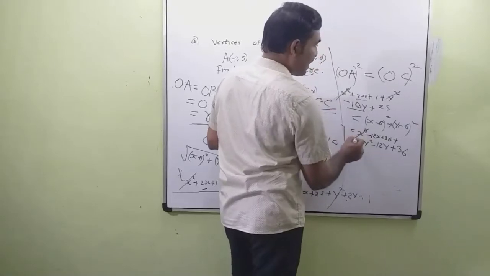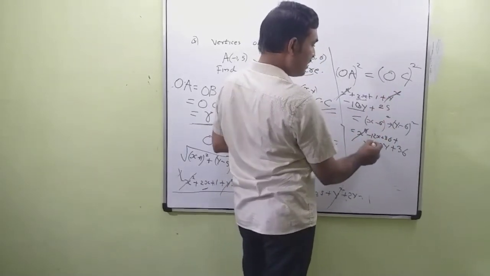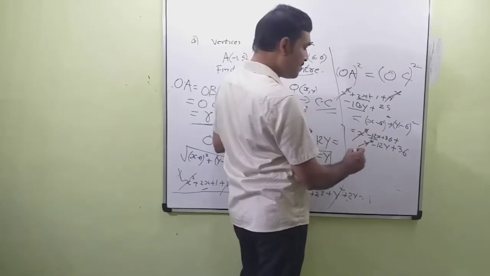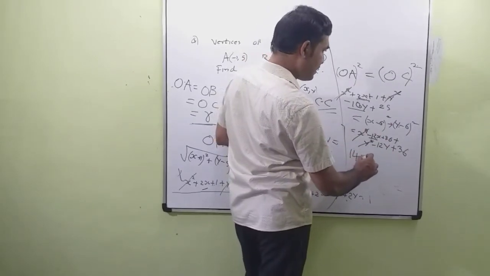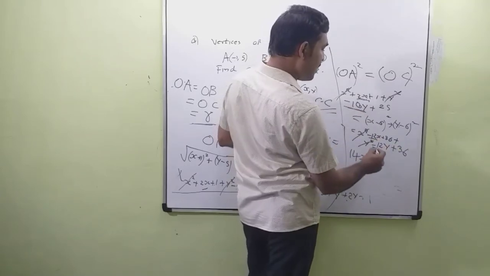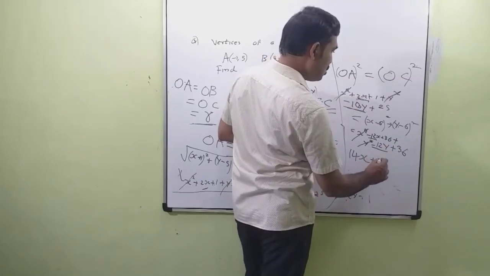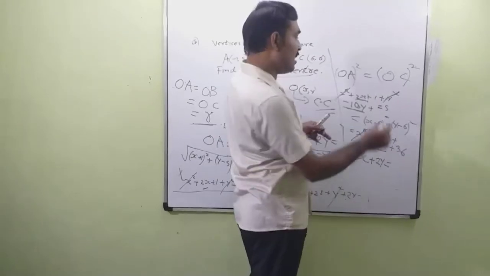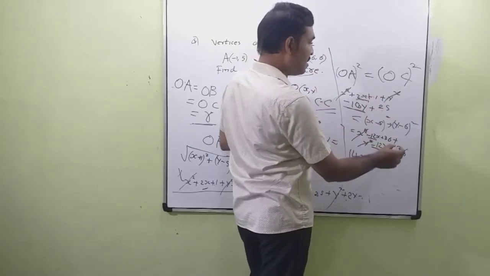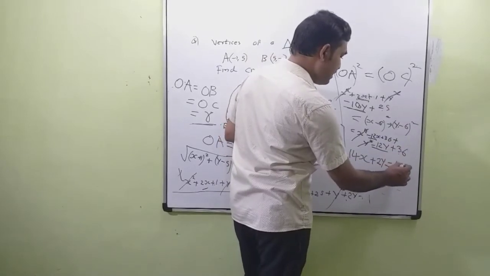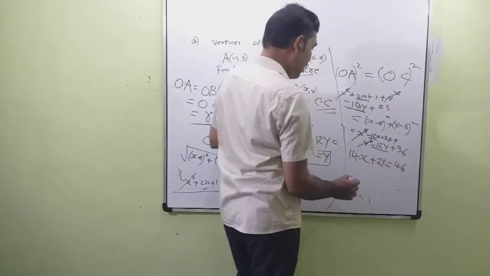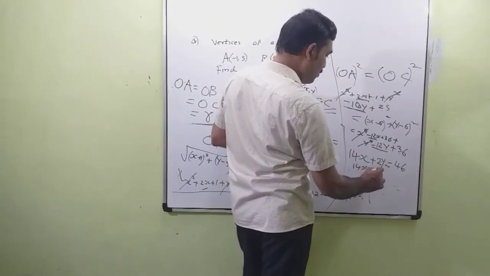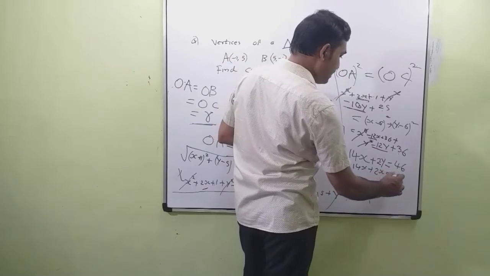x square and x square get cancelled. y square and y square get cancelled. Here it is 2x and minus 12x, so taking to the LHS, this becomes 14x. Here minus 10y and minus 12y, so plus 2y, that is equal to 36 plus 36, 72, minus 26, that becomes 46. Now x is equal to y, so 14x plus 2 into x is equal to 46.